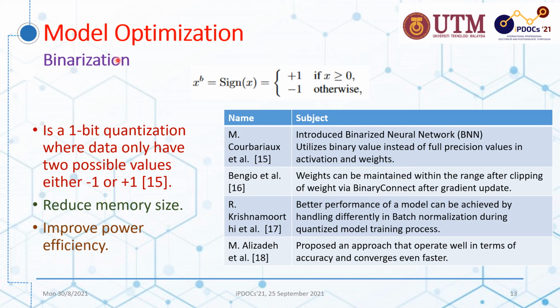Binarization is a one-bit quantization where data only has two possible values, either -1 or +1. This equation is an example of quantization. It can reduce the memory size and improve power efficiency. Courbariaux was the first to introduce the binarized neural network (BNN). Binary weights can be maintained. Rastegari showed better performance of a model can be achieved, and Alizadeh proposed an approach that operates well in terms of accuracy and converges even faster.